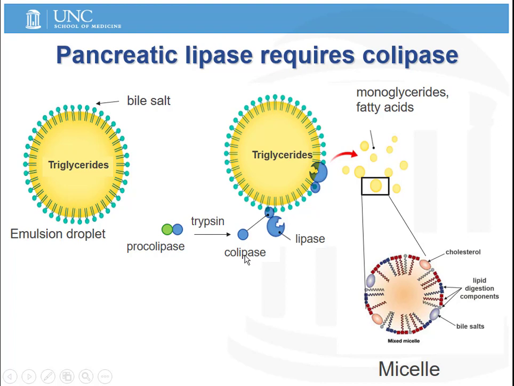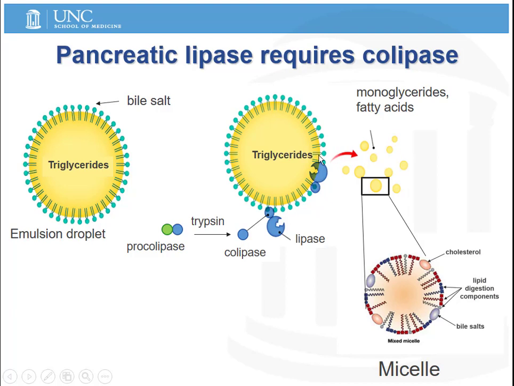And colipase is necessary because these emulsifier components at the surface of the lipid droplet displace lipase and prevent it from accessing the surface of the emulsion droplet. So colipase is able to bind both the bile salts as well as the lipase, bringing the lipase into contact with the emulsion droplet and allowing it to digest the triglycerides at the surface. So the result of this lipase digestion is the release of monoglycerides and fatty acids from the emulsion droplets.